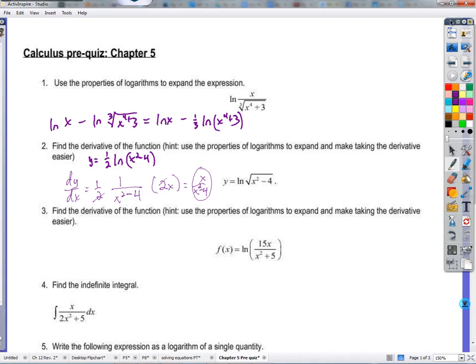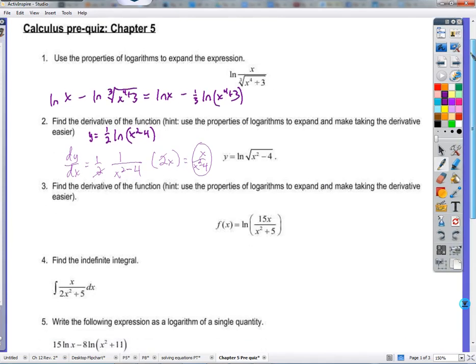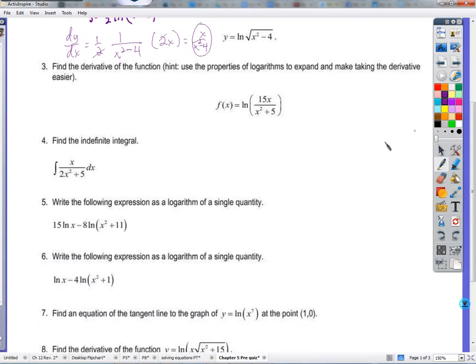Same idea again. I'm going to expand and then take the derivative. So f of x can be rewritten as the natural log of 15x minus the natural log of x squared plus 5. And then we can rewrite this as the natural log of 15 plus the natural log of x, since we have 15 times x, minus, this one's going to stay the same.